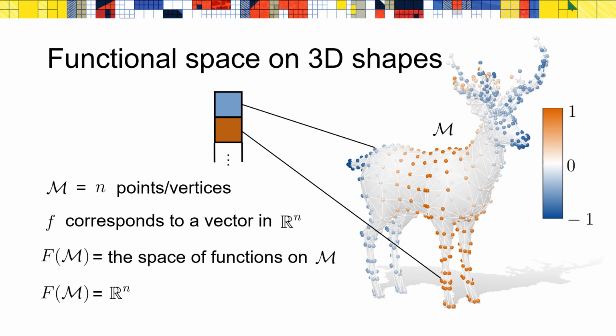So just as a recap, what is the functional space defined on a 3D shape? We say that each function can be represented as a vector with length equal to the number of vertices of the mesh. So if the mesh has n vertices, the function f corresponds to a vector in R^n, and the set of all the functions that can be considered on the shape is equal to R^n.